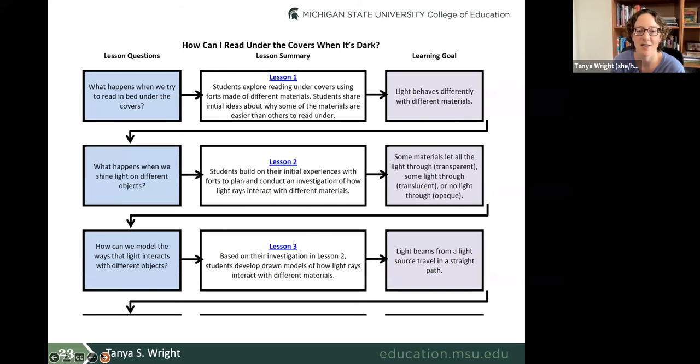Okay, and then they start to think about, well, what if they bring in a light source and shine a light on different kinds of objects? What happens then? How can we create a model? Those are representations again about the ways that light interacts with different objects. So again, we're using images and words to show a process, to show thinking. So that's a straight literacy learning opportunity right there. Okay, so this is how it kind of goes on through the unit.